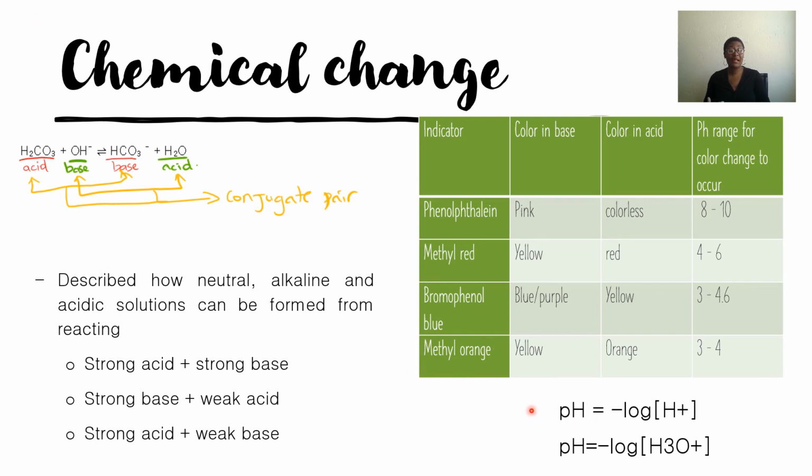Now, how do you calculate the pH of a solution? You can either use the negative log of your hydrogen ion concentration or your hydronium ion concentration.